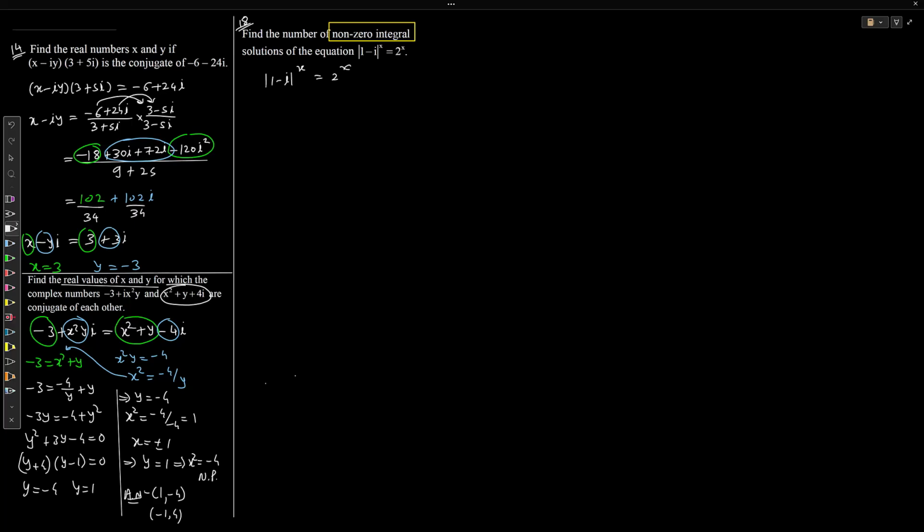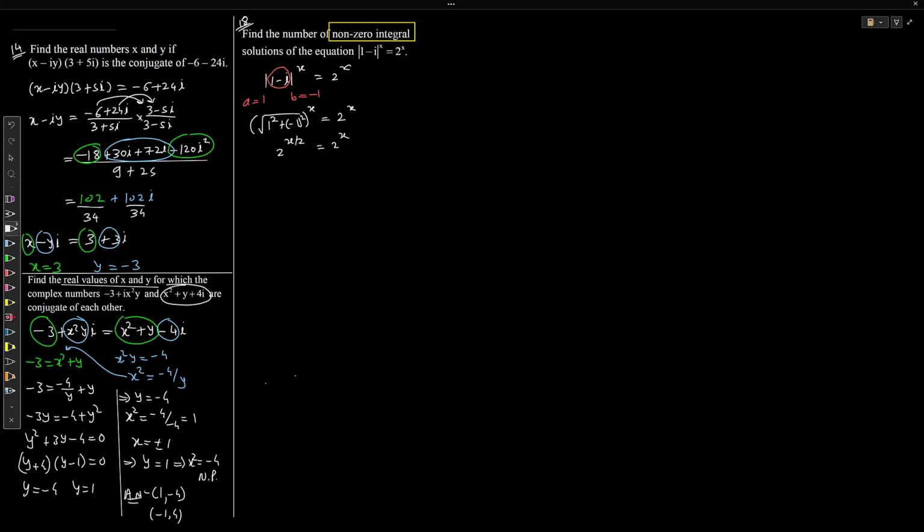We have practiced modulus a lot. Modulus of 1 minus i: your real part is 1, imaginary part is minus 1. So we will get under root of 1 square plus minus 1 square. That's easy. That is equal to 2 raised to x. So on the left hand side we'll get 2 raised to x by 2 is equal to 2 raised to x. Under root means power 1 by 2.